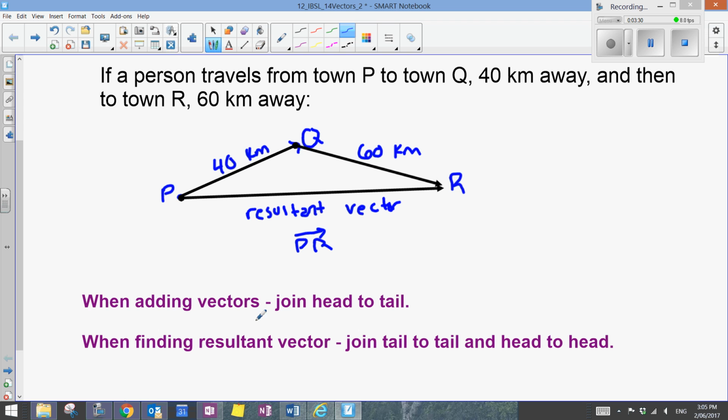When you guys are adding vectors together and getting our resultant vector, we always want to have tail to tail and head to head. So when you guys start at P and start your travel, when we do our resultant vector, we start at P again and we end at where we finish. So the arrows will match up here and our beginning points will match up here. So tail to tail and head to head when you guys are drawing that resultant vector.